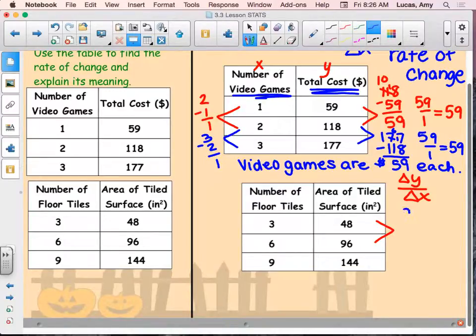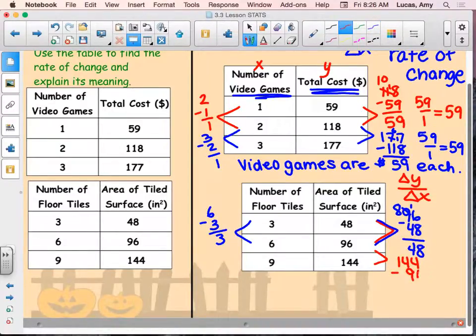First one, 96 minus 48 is 48. 6 minus 3 is 3. Second one, I have to make sure it's the same. So 144 minus 96, 48 again, 9 minus 6, 3.